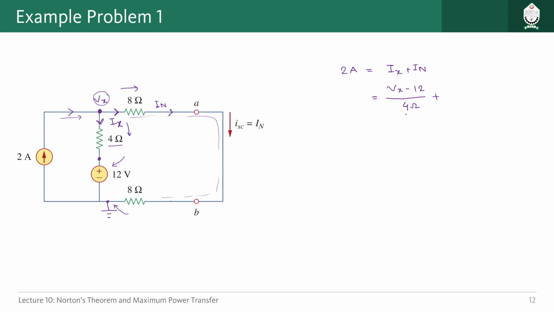So we can just write Vx minus the reference node, which is 0, divided by the total resistor. So here we have this 8 ohm resistor added with this 8 ohm resistor, so in total 16 ohm resistor. So this is the whole thing, right? We can again equate it here. Now we have to find out the value of Vx, right? So let us try to find out the value of Vx. We can multiply both sides with 16, so that will be 32, and here it should be something like this.